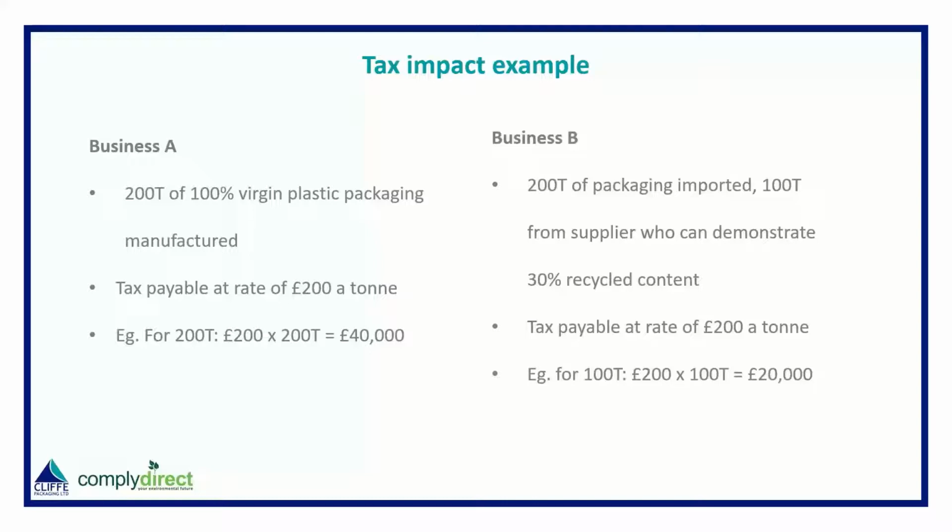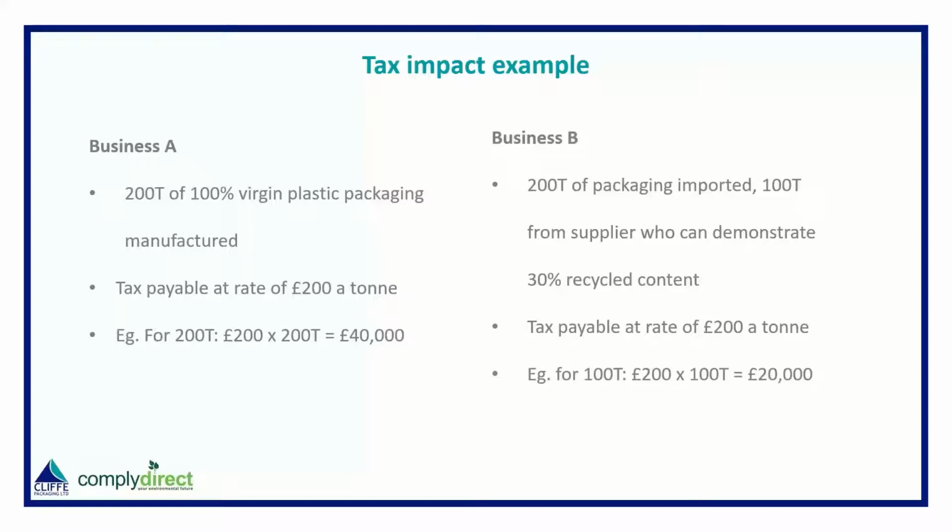If we then looked at business B, on the other hand, they're importing packaging, so they bring in 200 tons as well of packaging, but 100 tons of it comes with a supplier who's able to demonstrate that they have properly received 30% recycled content into that material. What that means for business B is that they only have to pay the tax on the 100 tons where they cannot demonstrate that. So instead, their liability is somewhat halved, so they will only pay £20,000.